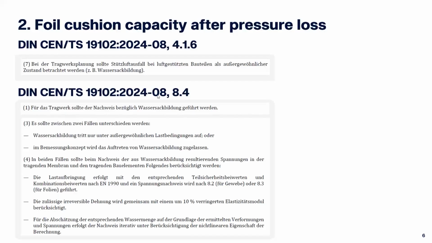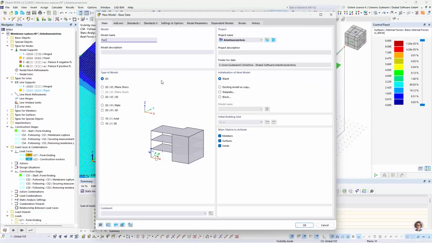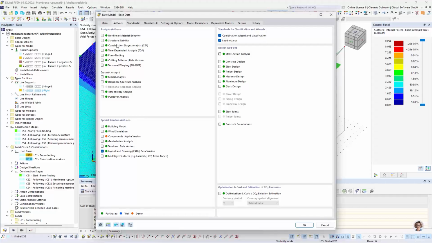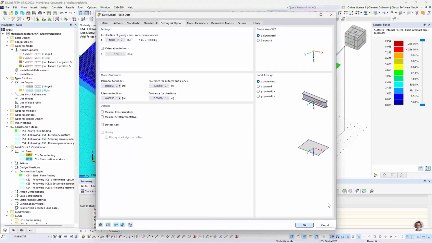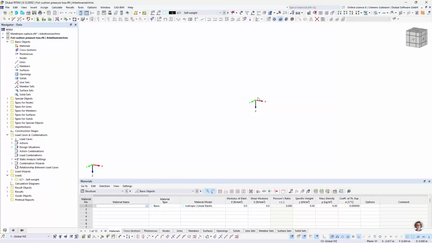And let's jump back into the program and make ourselves a new model. FoilCushion pressure loss. Here I need, again, the construction stages add-on and the form finding add-on. And in this case, I'm only going to model one cushion, but of course this type of analysis can be carried out in a global model with the whole structure as well.